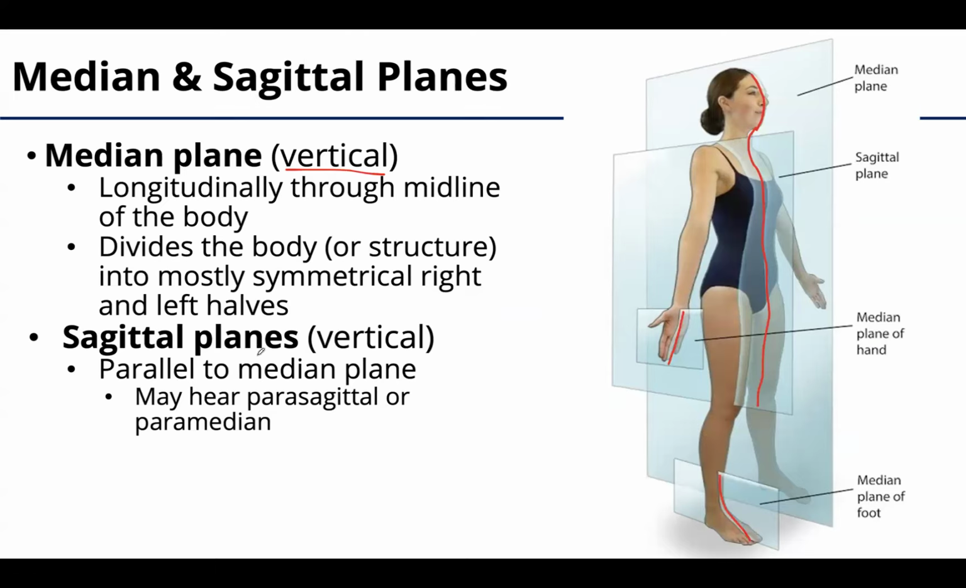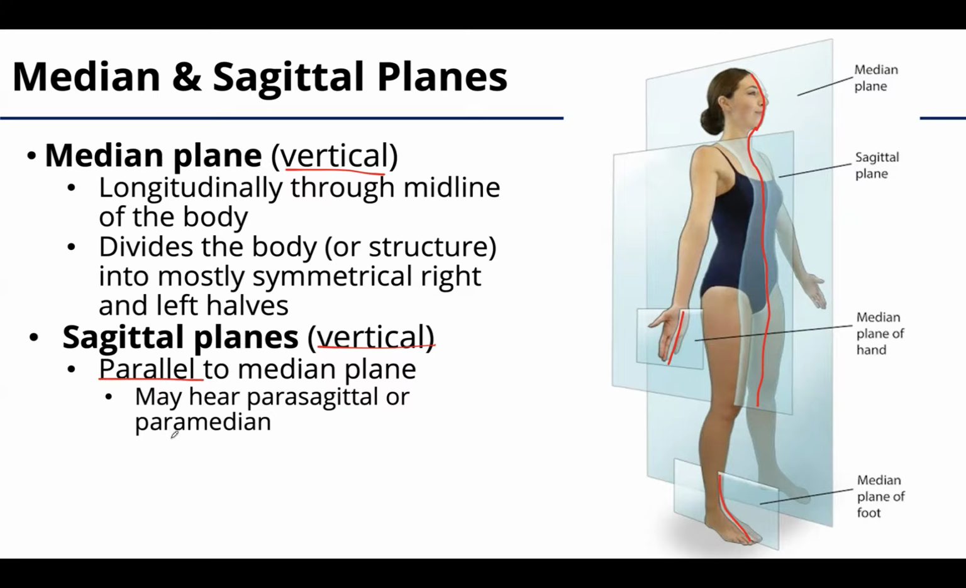Sagittal planes, and sometimes you'll hear parasagittal planes, are also vertical planes. And these planes are going to be parallel to the median plane. And those that are closest to the median plane are often referred to as paramedian plane. So those sagittal planes closest to the median plane are often referred to as paramedian.